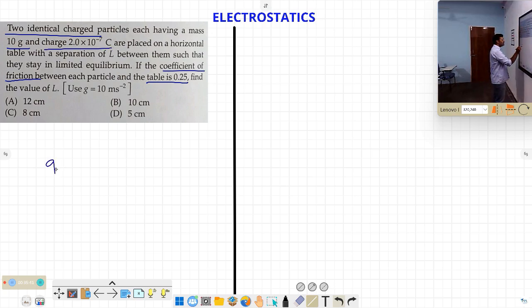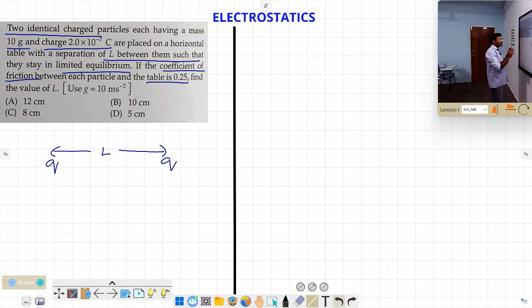So I'm taking one charge here, second charge here, and both are separated by a distance of L, placed on the table. Each charge value is given as 2 into 10 power minus 7. Each mass is also given. Now what is given? L is the distance between them such that they are in limited equilibrium. They would not be in equilibrium because they repel each other.